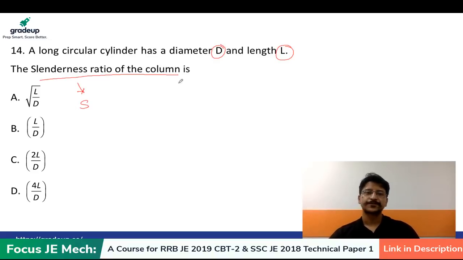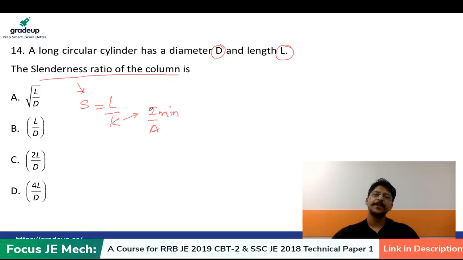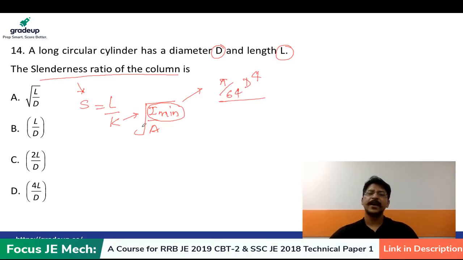See, it is asking you the slenderness ratio. Slenderness ratio is given by L by K. This is your radius of gyration, given by the root of I over A. Generally it is I minimum by A, the root of this. But since this is a circular cross section, I minimum will be the same. So this will be pi by 64 d to the power 4 divided by A, that is your area, pi by 4 d square.